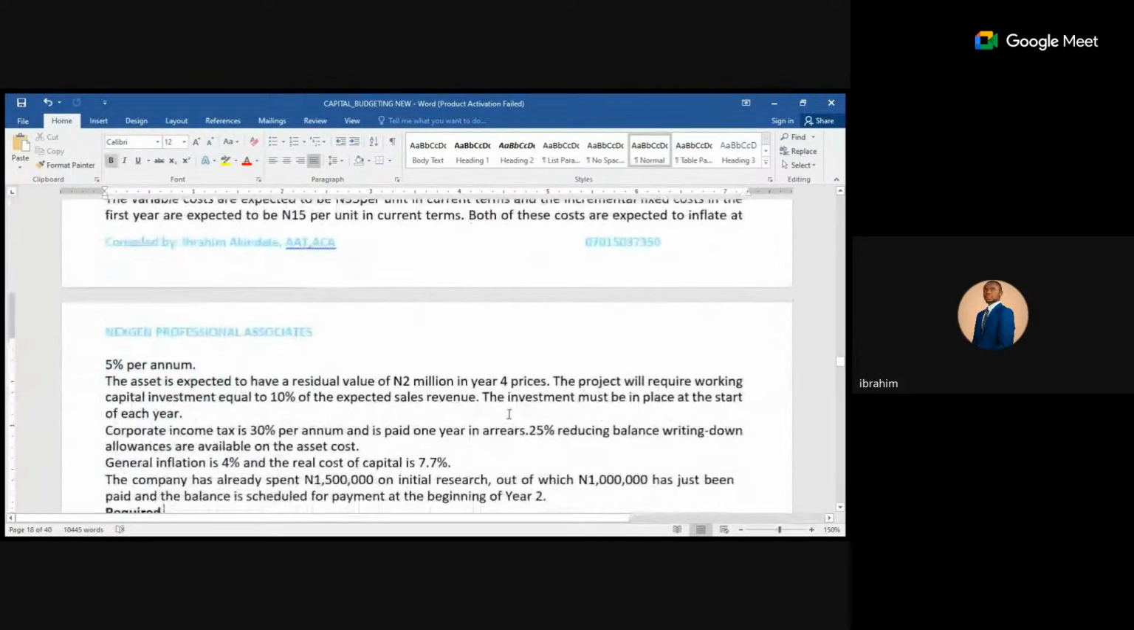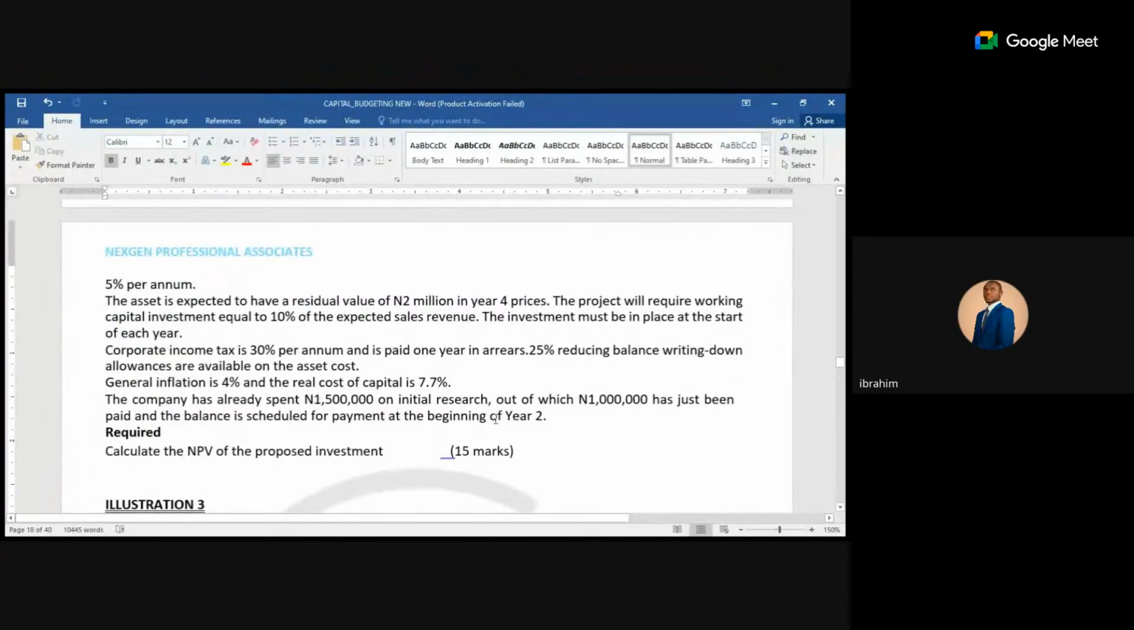Question 2, please. Now, calculate the NPV of the proposed investment.